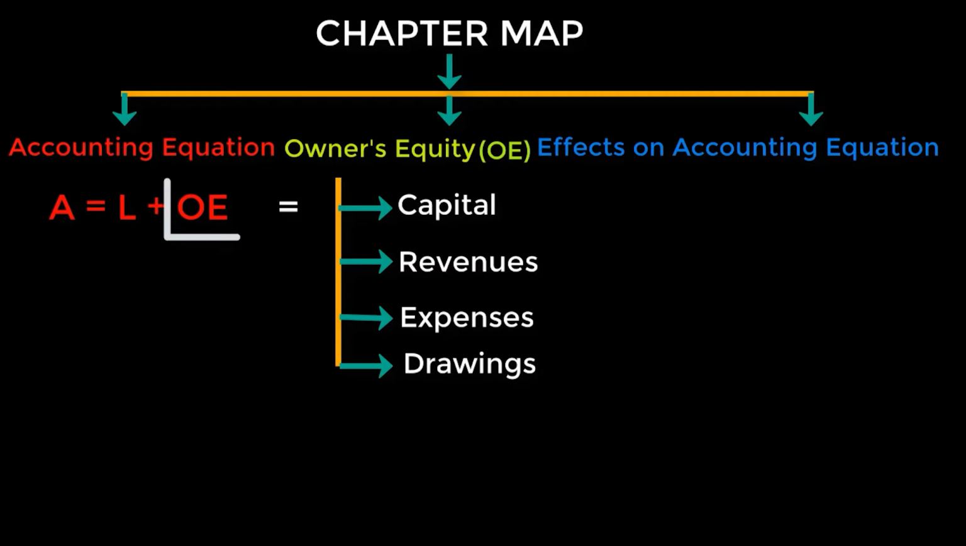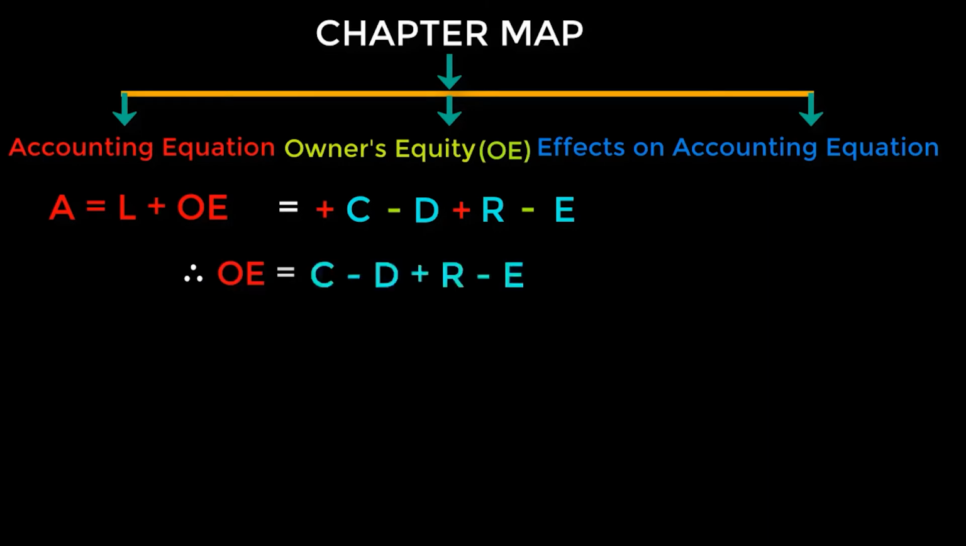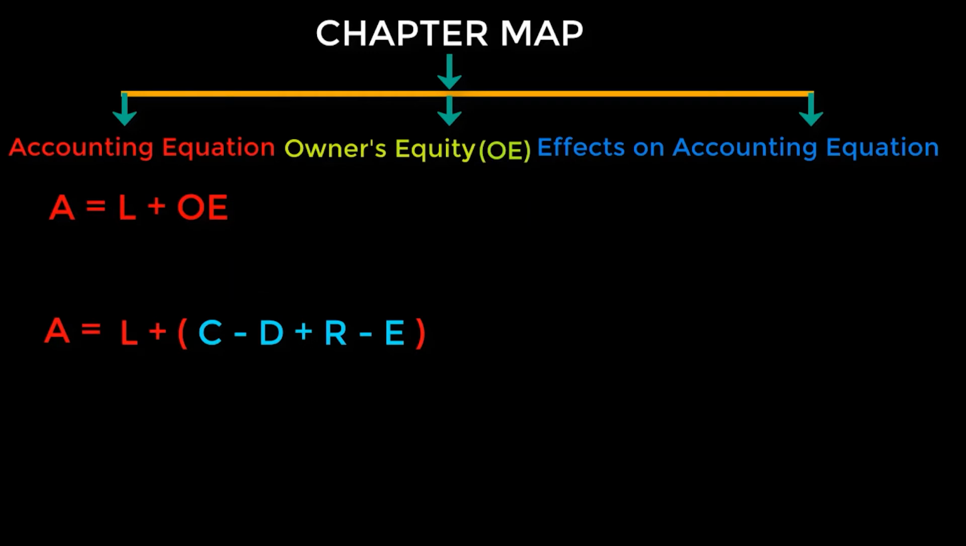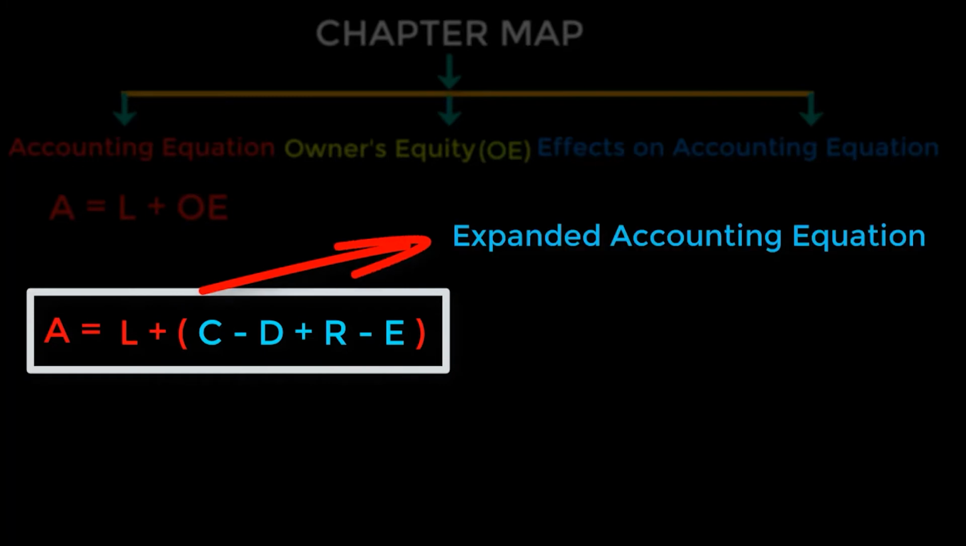So, we can write OE equals these 4 elements C, D, R and E like this. We can put plus sign in front of the elements that increase owner's equity like this. Similarly, we can put minus sign in front of the elements that decrease owner's equity like this. Therefore, we can write OE equals C minus D plus R minus E. Instead of this OE, we can write A equals L plus C minus D plus R minus E. See, we have got a new equation here. This equation is called expanded accounting equation.